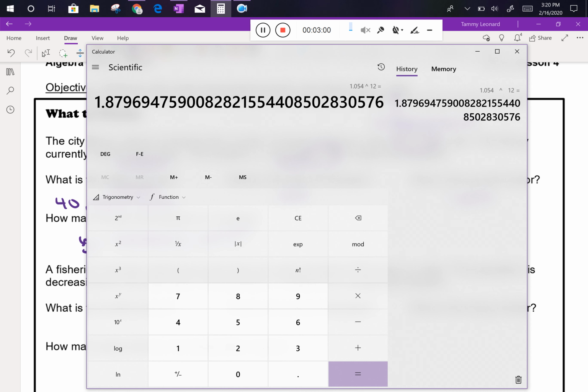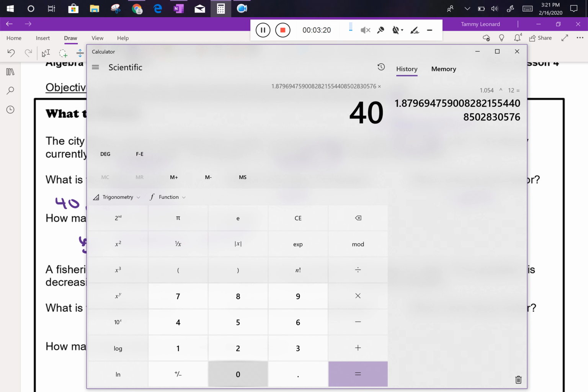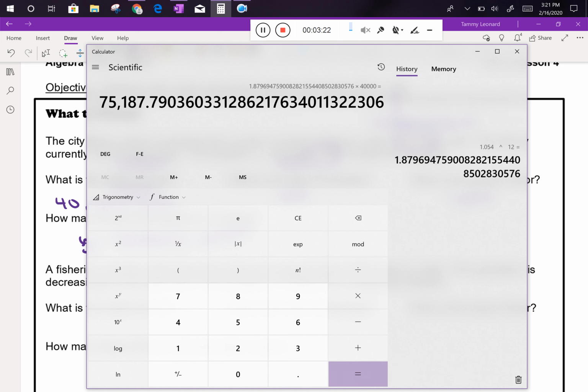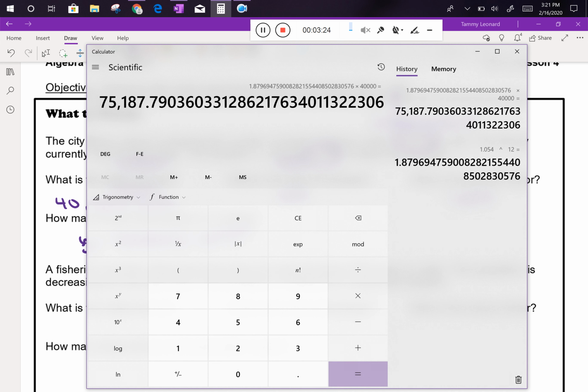And that's a really crazy number. It looks like it's around 1.879. It's being multiplied by itself again and again and again, so it's a really long decimal. I don't want to have to type that in again. So now that I've got that decimal, I'm just going to hit times 40,000. And that will be my answer. It's over 75,000 books.